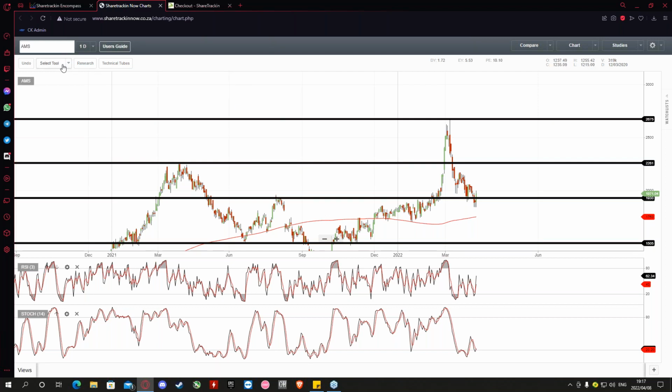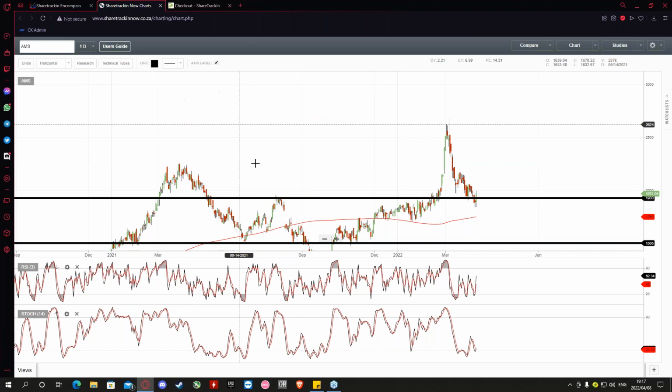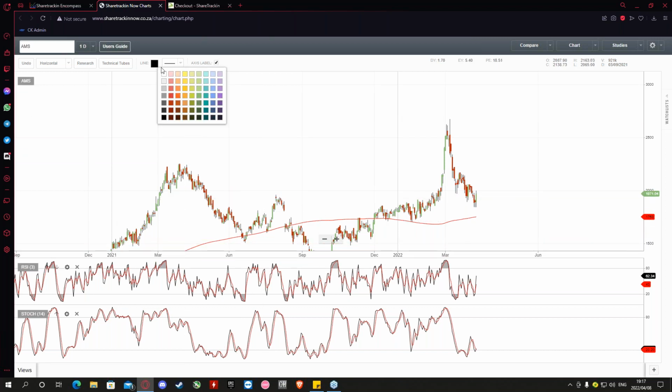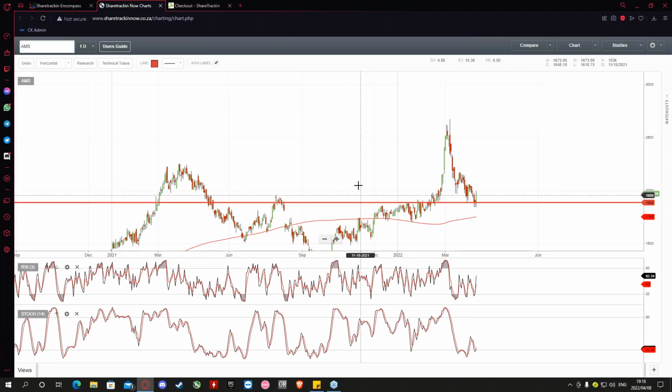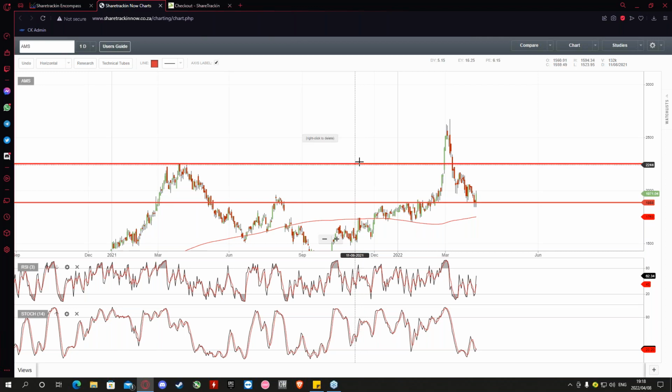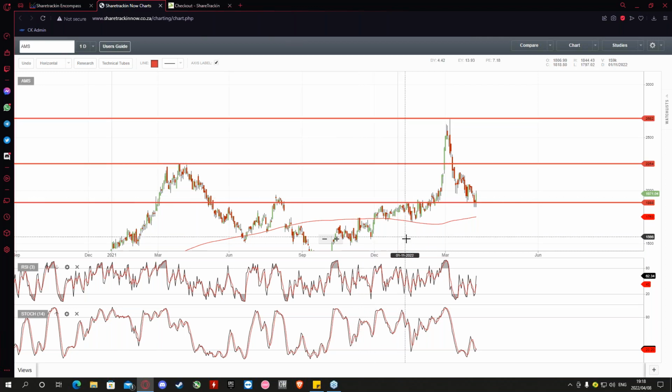Now to pull in those lines, all you do is you go to select tool, top left hand corner, select your horizontal line. Okay, you can choose the thickness of your line. I think I just made this one a little bit too thick. You can even choose your color of your line, and then you can go and pull in your support and your resistance levels. So there's your support level, your resistance level, potential upside, and then your potential downside.